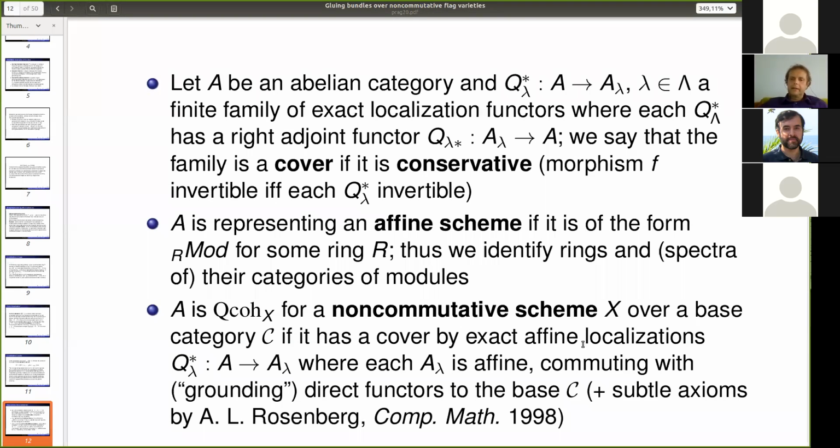And in the particular case, if this base is the category of vector spaces, that's the usual case, which will be like schemes over Spec K, but we allow also non-commutative rings in the game. So locally, when you have additional axioms, they guarantee that each of these A lambda is modules over some algebra over that ring K, such that C is vector spaces, modules over K.